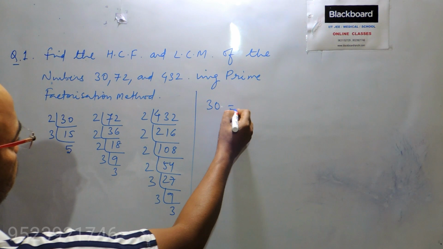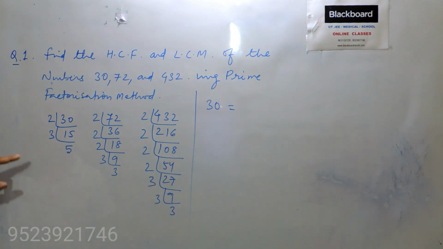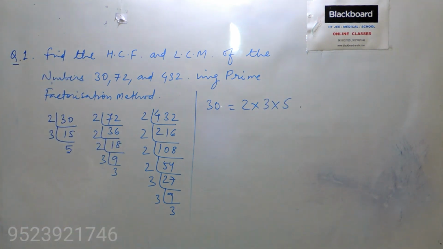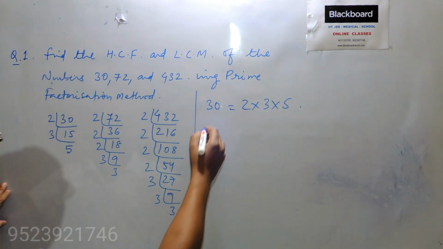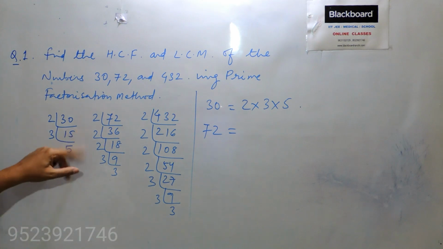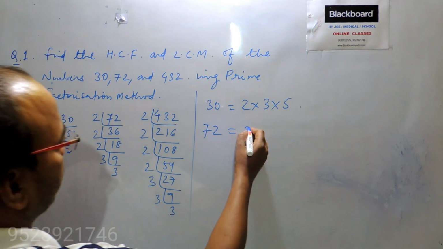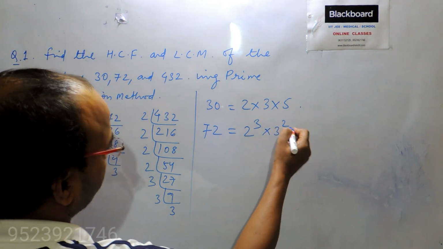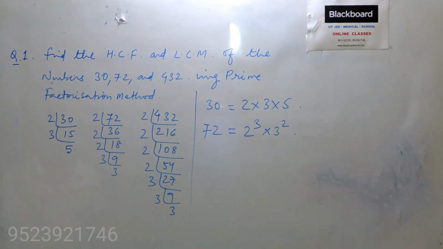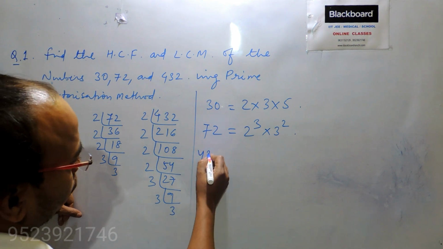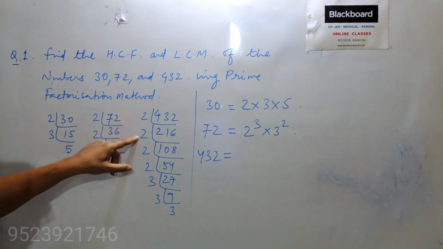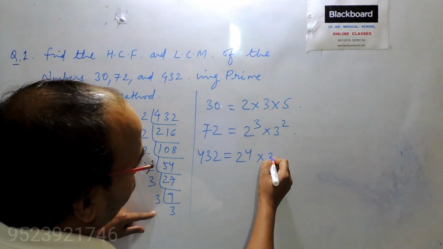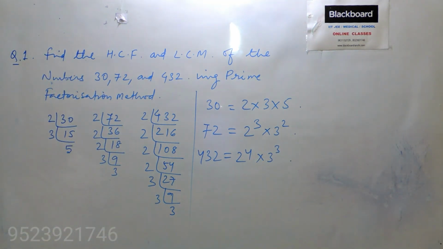That means your numbers are here. This is 30. So 30 you can write 2 into 3 into 5. And this is 72. 72 you can write 2 to the power 3 into 3 to the power 2. And here 432. 432 you can write 2 to the power 4 into 3 to the power 3.